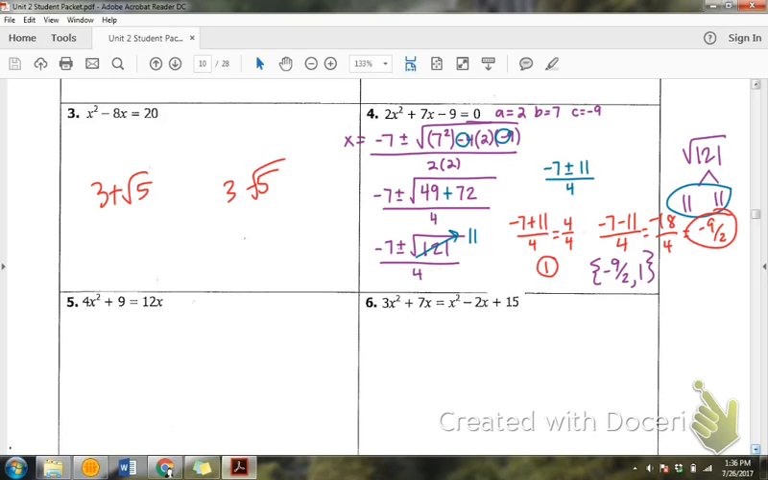See if it goes in the X factor. Yeah, so you see if it goes in the x factor. If it does, then you can x factor it. So let's look at number 5.